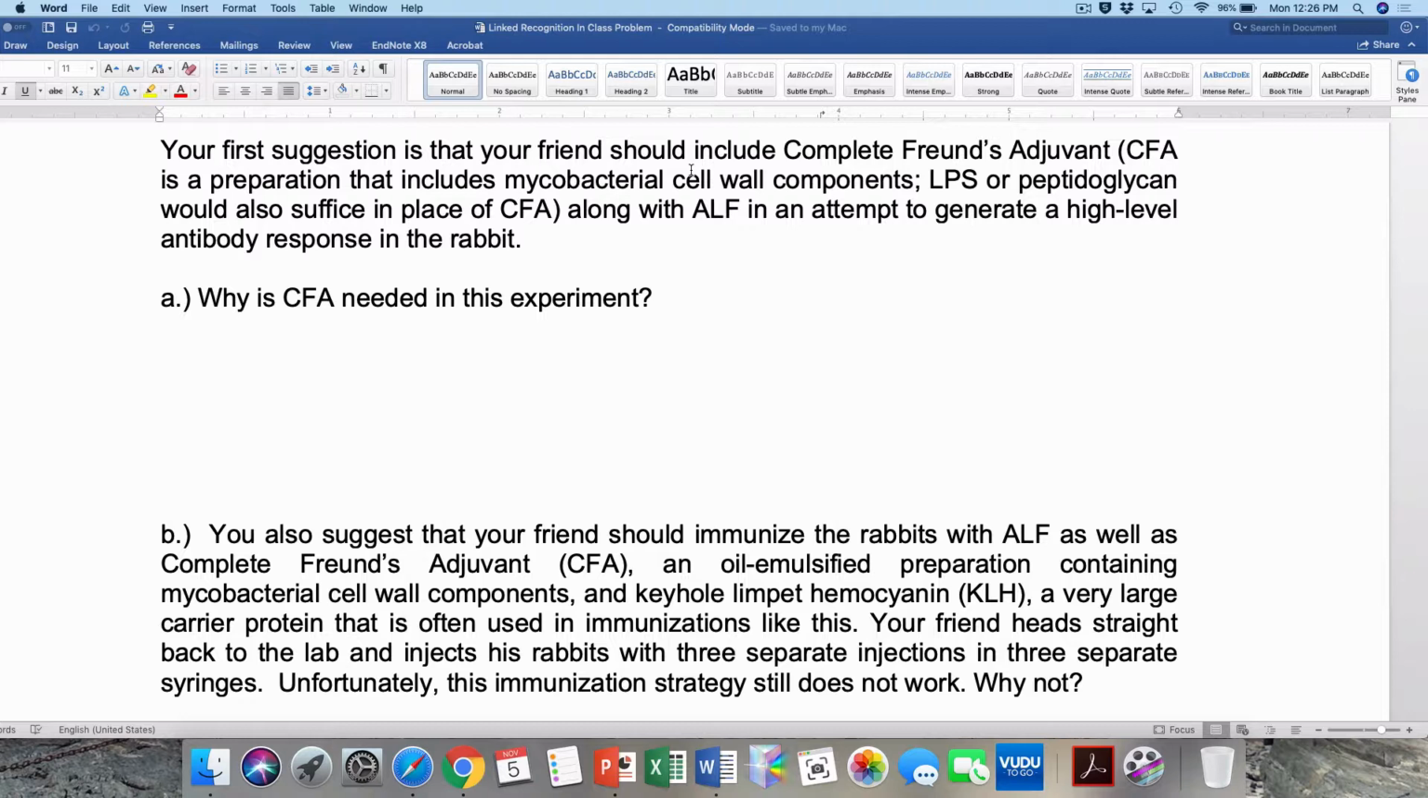And just so you know, LPS or peptidoglycan would work here. So you need to put in CFA along with ALF to generate a high-level antibody response. And the first question is, why do you need CFA? And this is the one that tends to throw people the most with this process.